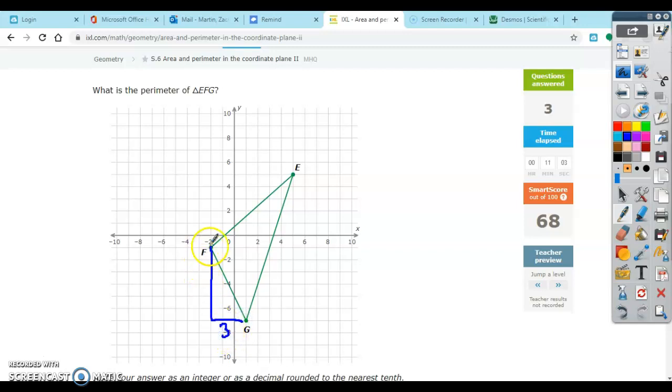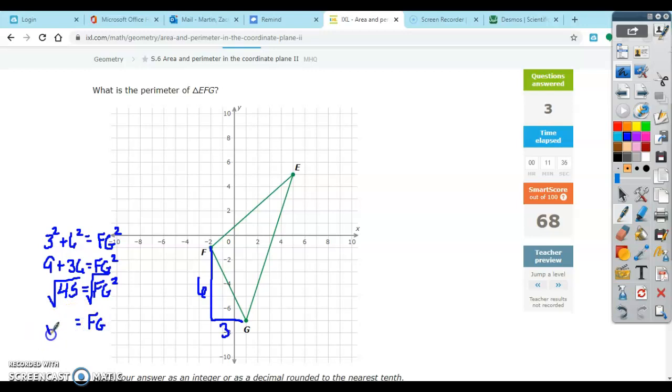This is 3 units. This is 1, 2, 3, 4, 5, 6 units. So what's the length of FG? Well, that's 3 squared plus 6 squared. I'm just going to call it FG squared. So that's 9 plus 6 squared, 36, equals FG squared. And that is going to give you 45 equals FG squared. Take the square root of both sides. So FG is equal to the square root of 45.